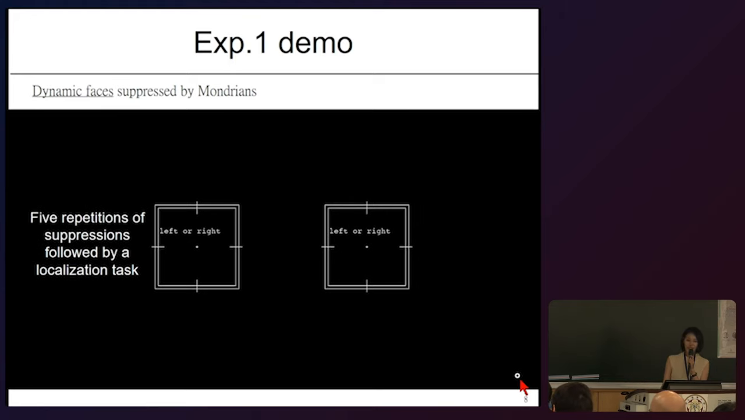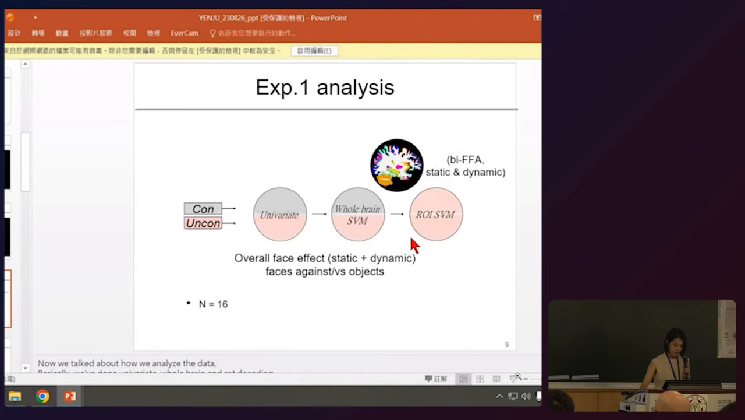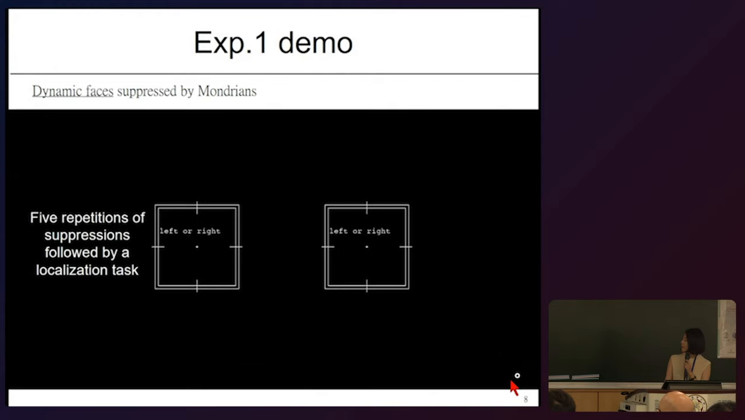suppression periods. And here comes another demo, and we use a dynamic face. Once again, we will have a colorful mandarin on the right side, and this time during the suppression period, you will see a dynamic face. It's very thin, but during the suppression period, we actually present a facial expression. And after the five repetitions of suppression, you will also see a localization task.